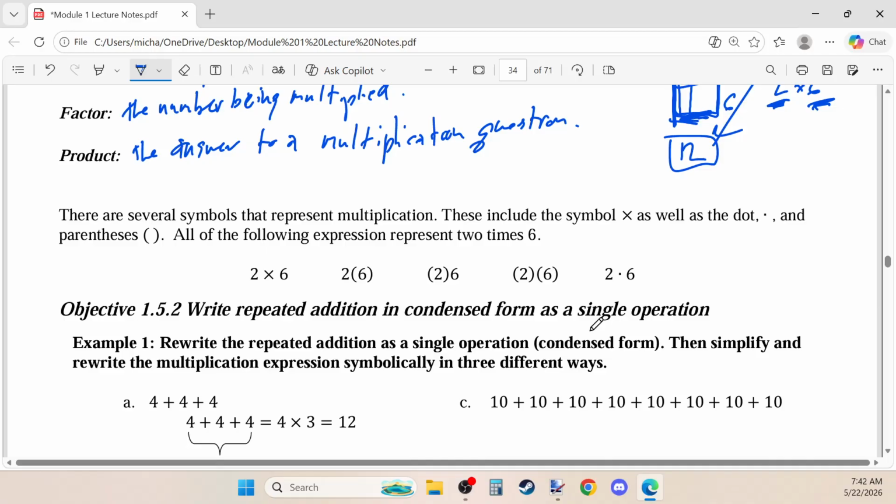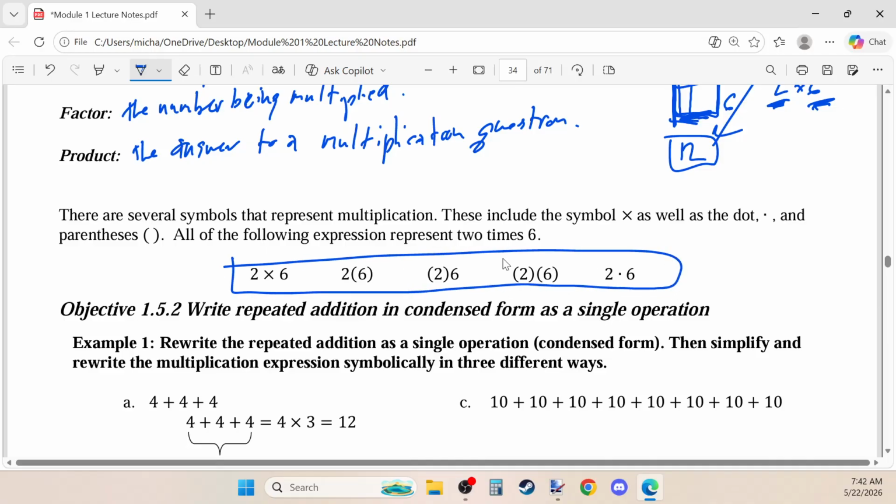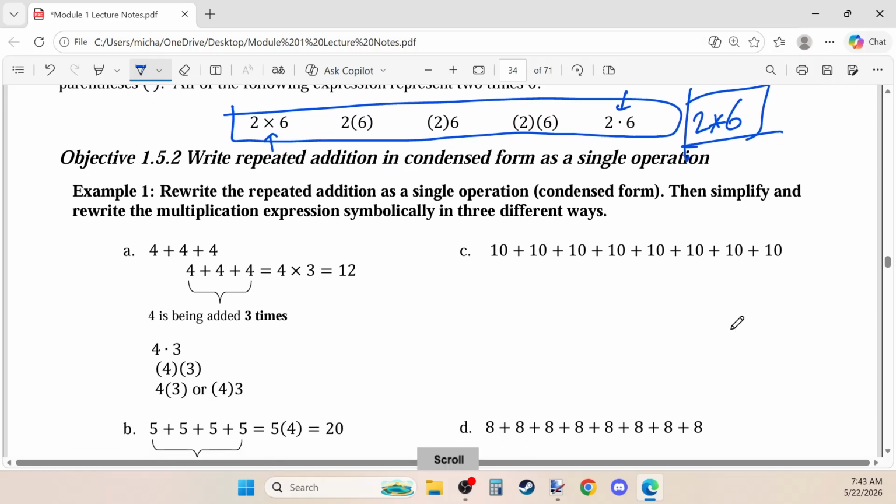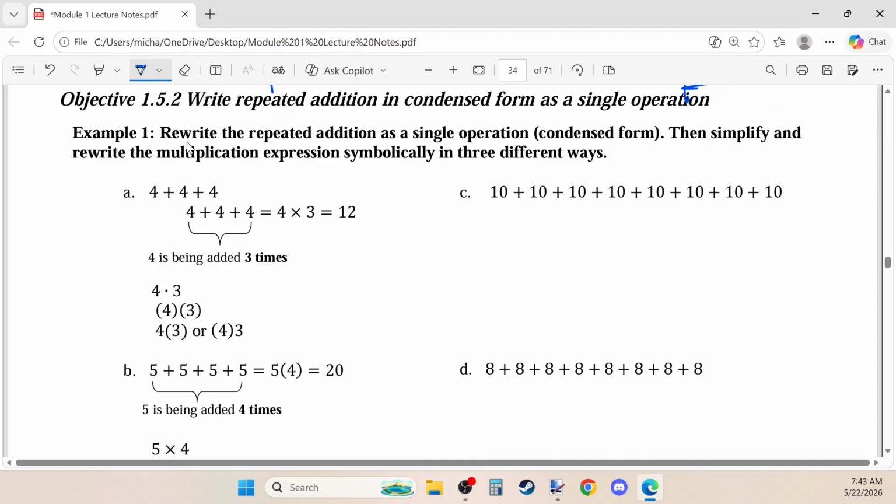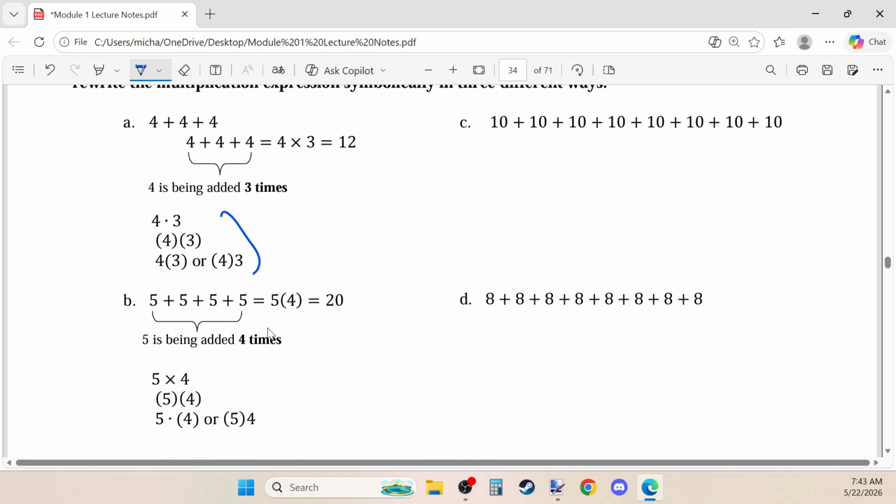Okay. These are all ways to write multiplication. I often use the asterisk when I'm writing multiplication on the whiteboard, so be prepared to see that in class. But we can use this stylized X, or we can use parentheses, or we can use a dot, or we can use an asterisk. So what we're doing here is rewriting the repeated addition as a single multiplication. Then we are going to simplify, and we'll practice writing it 3 different ways.